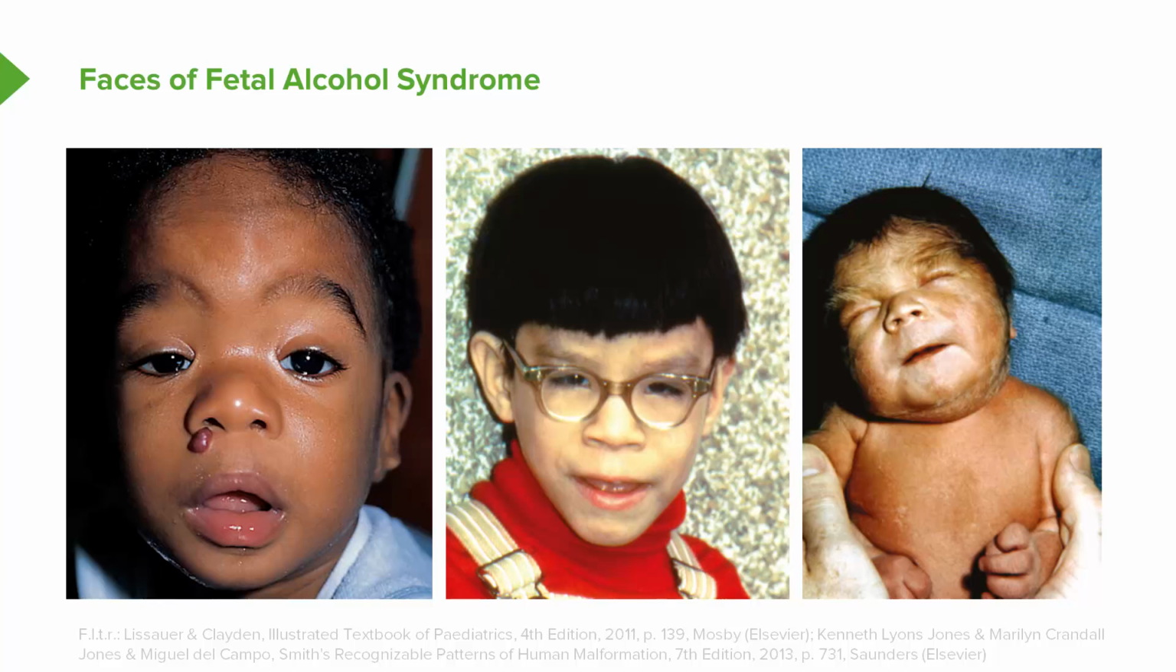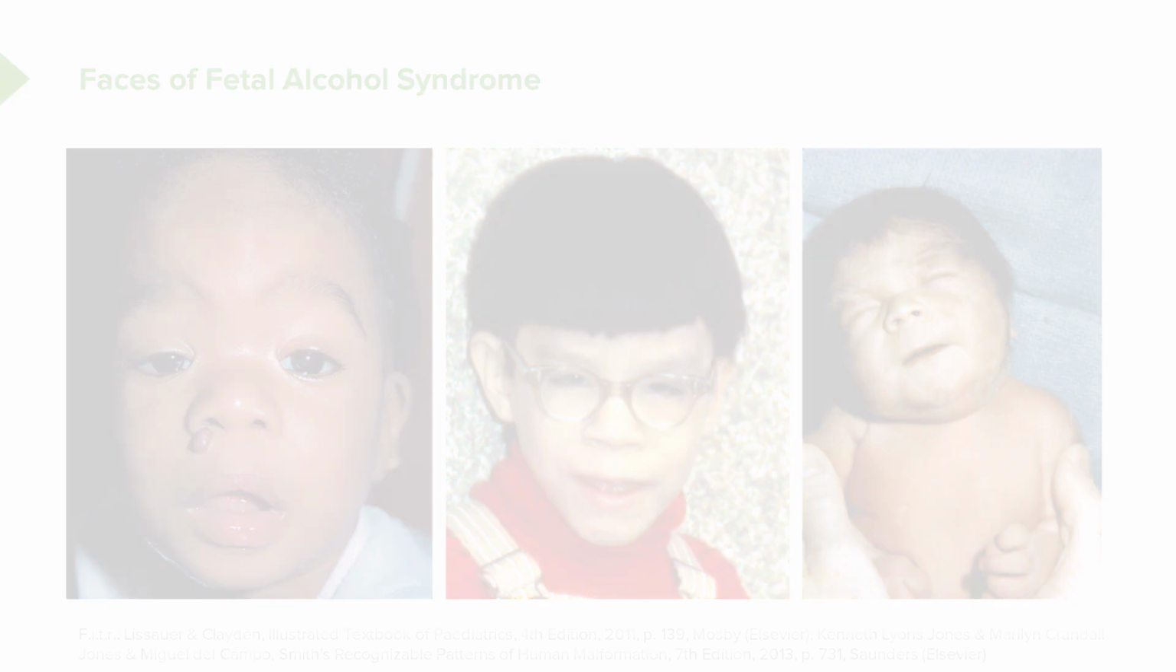So these are some other faces of fetal alcohol syndrome. In the first picture here, we can see the midface that's really, really flat. In the second picture here, we can see the eye changes that we discussed. And in the third picture, this is a really good example of that thin vermilion border of the lip.